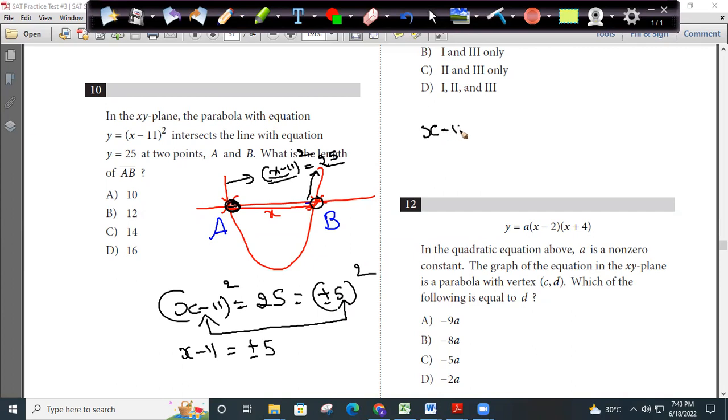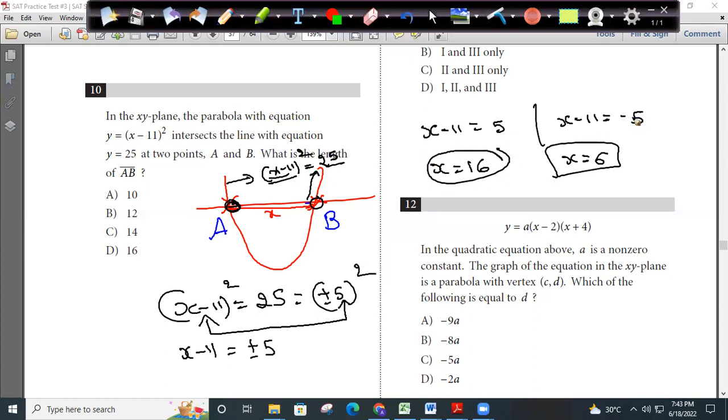So x minus 11 is plus 5, or x minus 11 is minus 5. No need to do all this, but just to make you understand. So I got 2 points. One point is 5 plus 11, which is 16. I also got minus 5 plus 11, which is 6. So now point A is (6, 25) because the y value is 25. Point B is (16, 25). So the y values are same here.